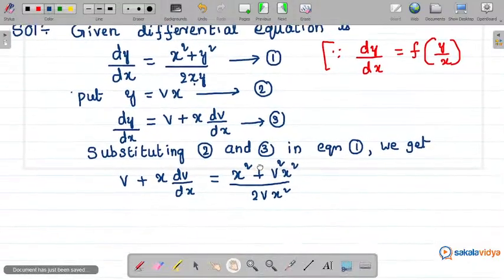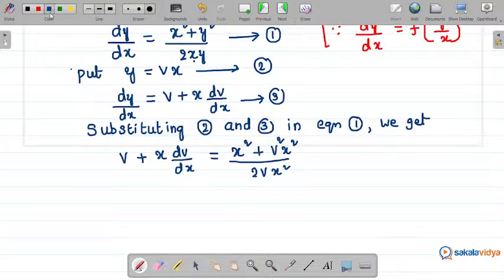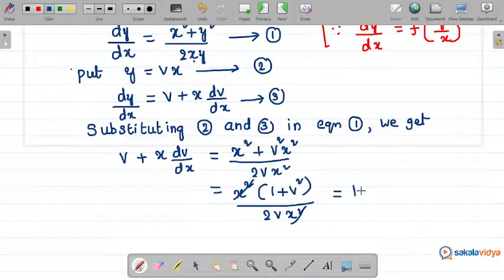Now we write x square common from the numerator, 1 plus v square, divided by 2vx square. The x square gets cancelled. We have 1 plus v square divided by 2v.